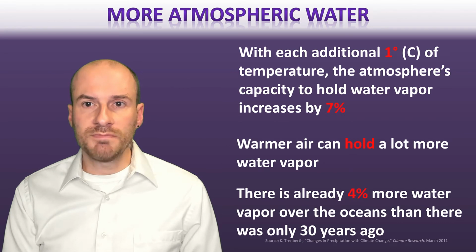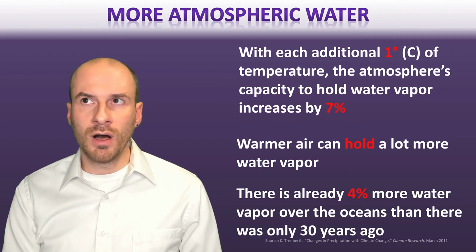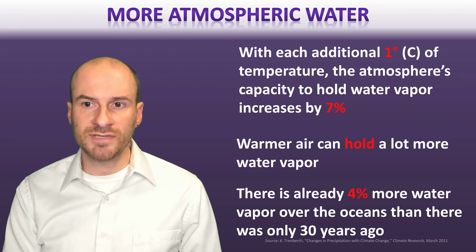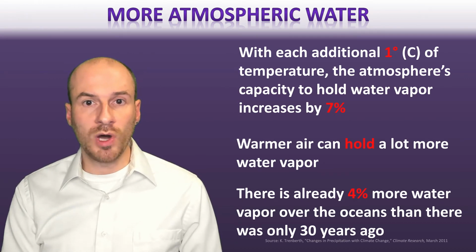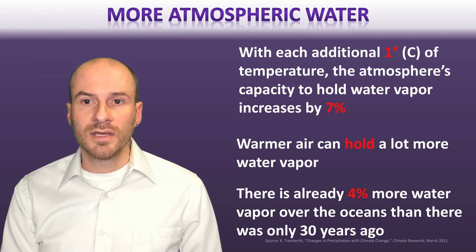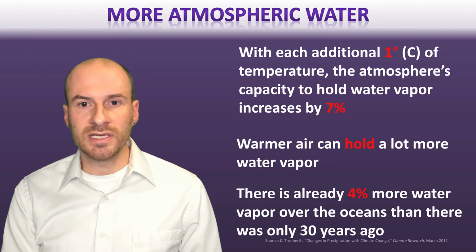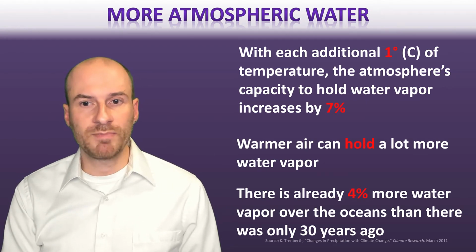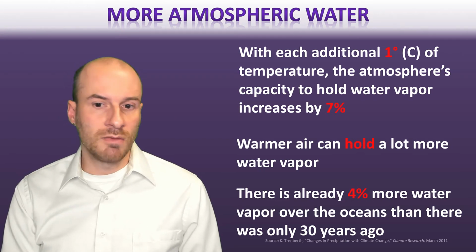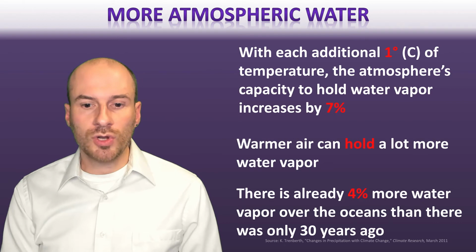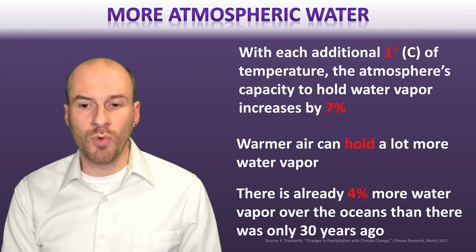So what does this mean? When you have increased temperature in the atmosphere and increased temperature in the water, you will start to see increased water in the air, right? So for every additional 1 degree Celsius of temperature in the atmosphere, it has the capacity to hold about 7% more water vapor. The warmer the air is, the more water vapor it can hold. So currently, we have about 4% more water vapor in the air than we saw about 30 years ago.